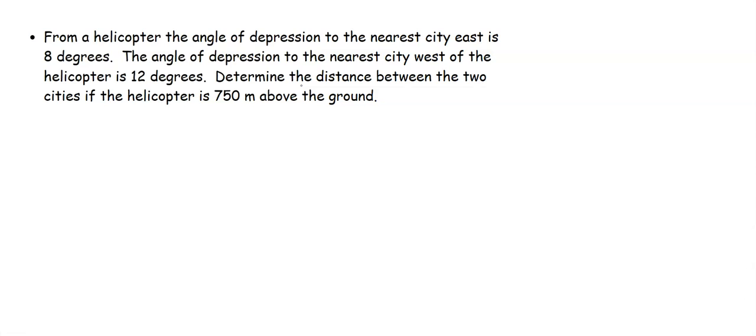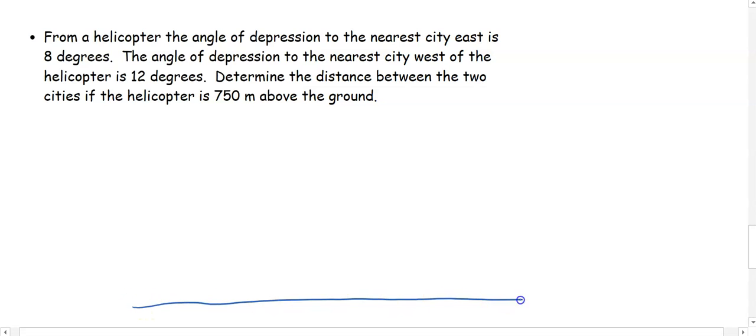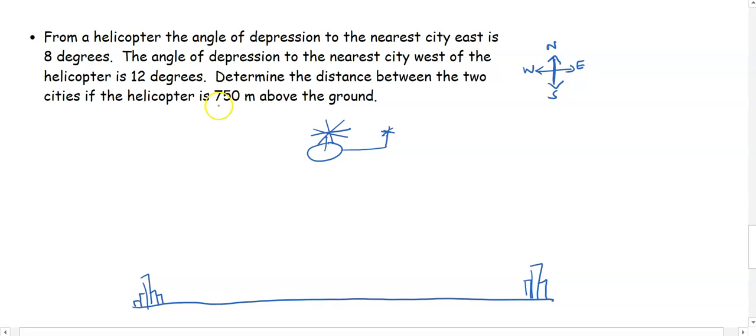All right? So again, we're going to draw our ground as our reference, right? We know our directions. We know our north, east, south, west. So the helicopter's in the middle. If one city's east and the other's west, then the helicopter's between the two cities, right? So we have this helicopter up in the air, right? With the, I don't know, terrible drawing, but we get the idea. So we have the helicopter. Here's the city to the east. Here's another city to the west, okay? And I know the height of the helicopter.